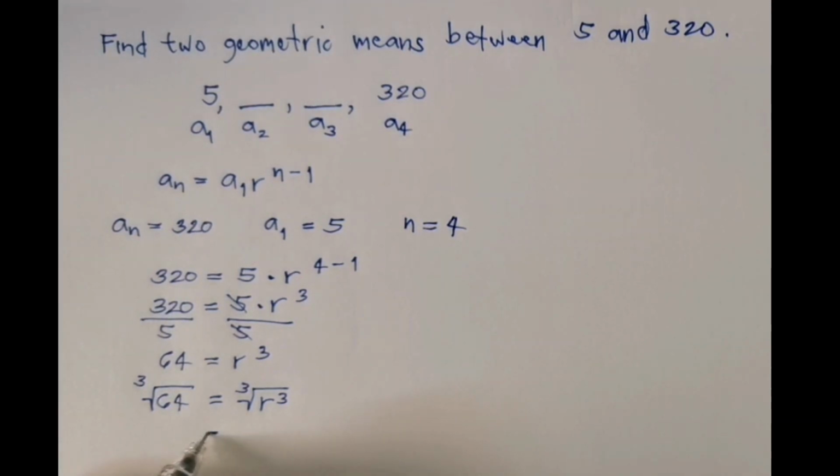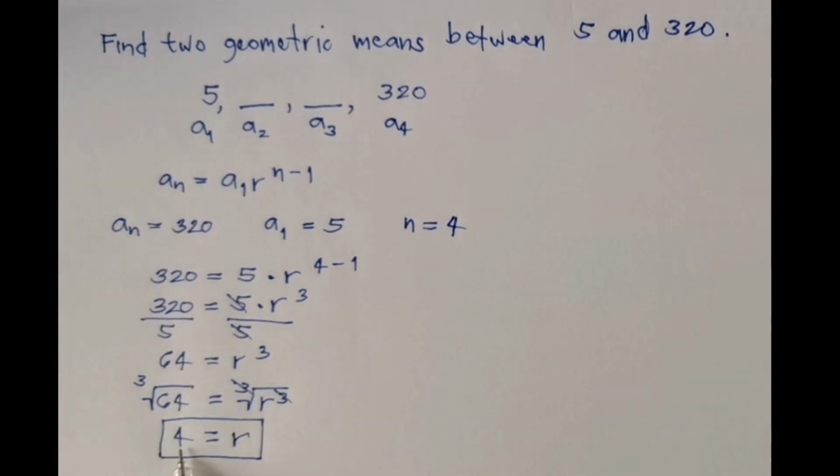Okay. Simplifying, we'll just cancel this out. And this one, what remains on the right side will be r. And if we get the cube root of 64, that gives us 4. Okay, so meaning the common ratio of that sequence is equal to 4.